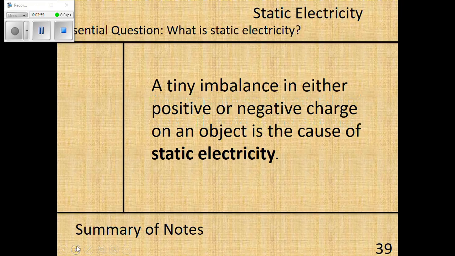Now, what is static electricity? Static electricity is a tiny imbalance, basically, in either positive or negative charges. And when you get that imbalance on an object, like a balloon, you get static electricity. And it's that imbalance that leads to the phenomenon, the examples that we saw in the lab, and even the example that you saw in the video.